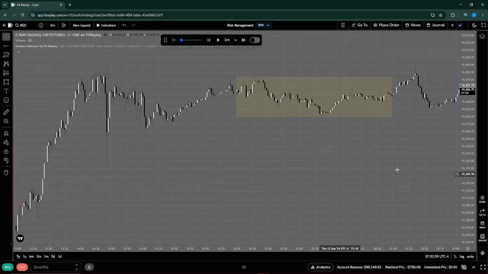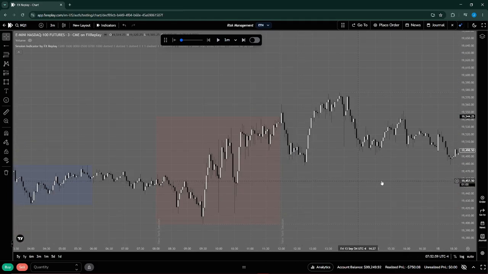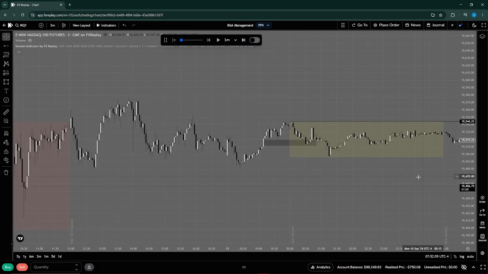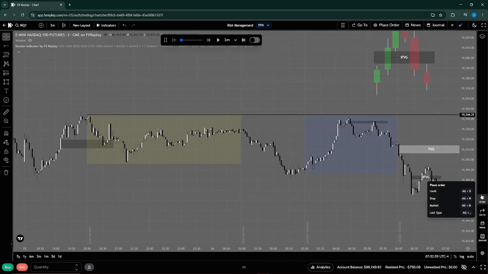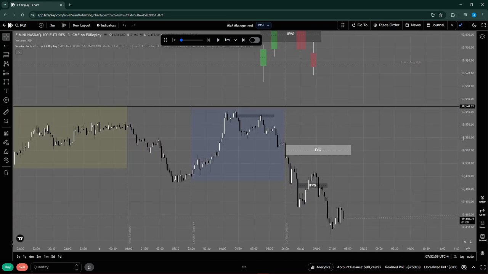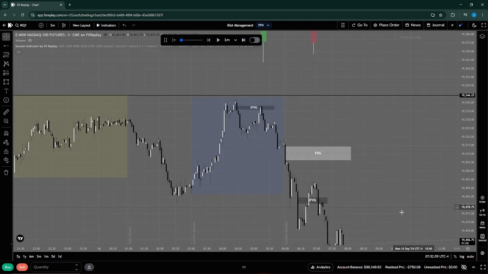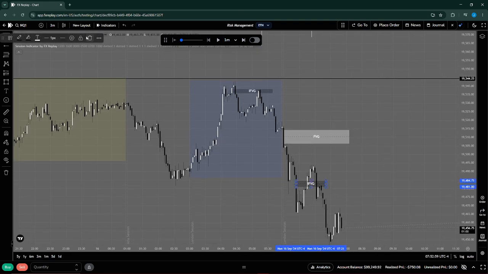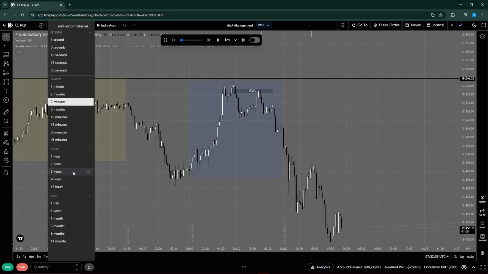So what I advise you do is that you use them to your advantage. Use them as a confluence. Don't make them your bread and butter for everything, because then you'll end up in a position where you're taking every single fair value gap and every single one is not significant. How do you determine their significance? Use your higher time frame.